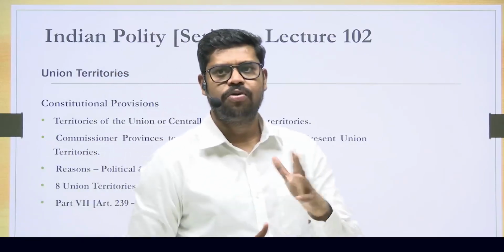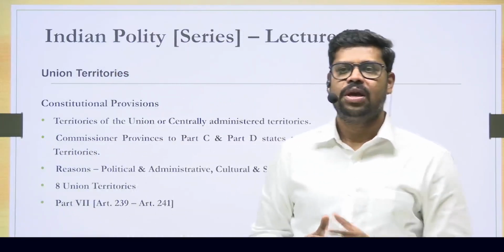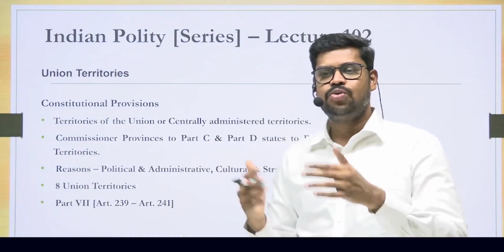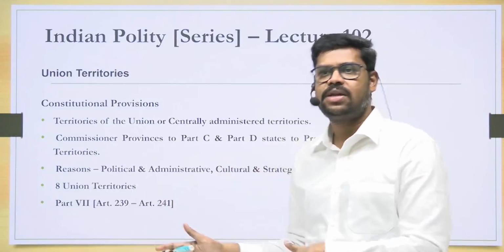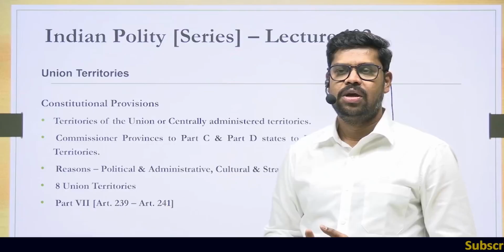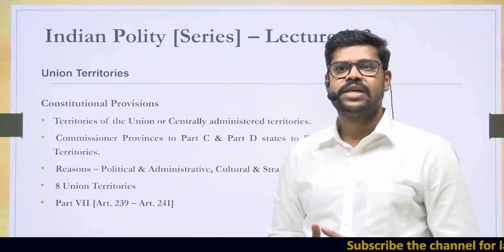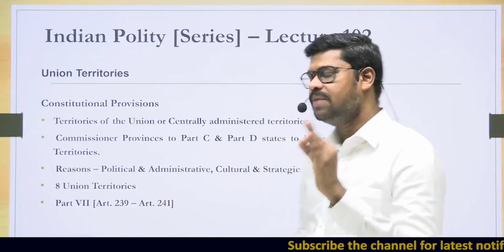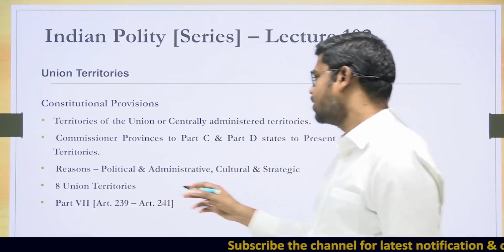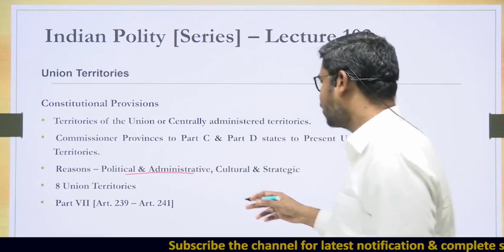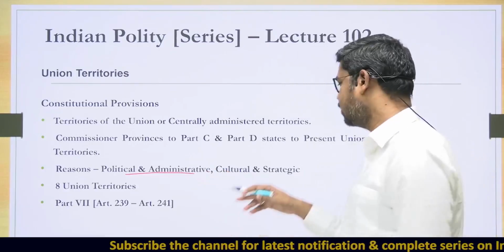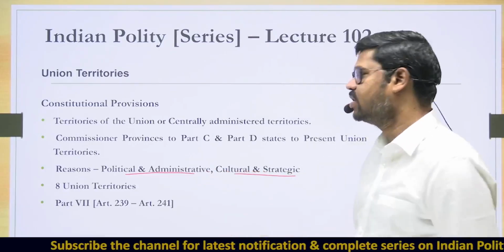Now, what is more important for you to understand is what was the basis on which these 6 union territories were created, which is presently 8 union territories. The basis on which this reorganization has happened is majorly these 3 parameters. What are the 3 parameters? Based on political and administrative convenience or importance, and then the cultural and the strategic reasons.